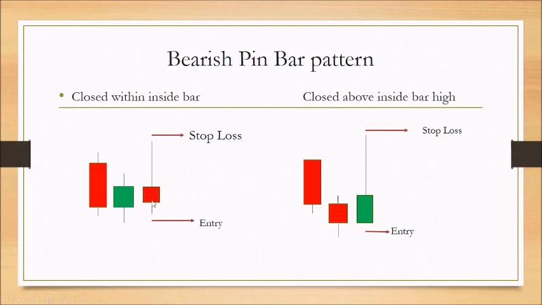So this is one of the patterns. The other pattern is closed above the inside bar. Okay, here this is a red candle and this green candle closed above this red candle, but the wick is long on the upper side, which means sellers are putting pressure, sellers are trying to take control over buyers. So sellers are strong, so chances of bearish movement are more. So these are the reversal patterns with regard to pin bar.